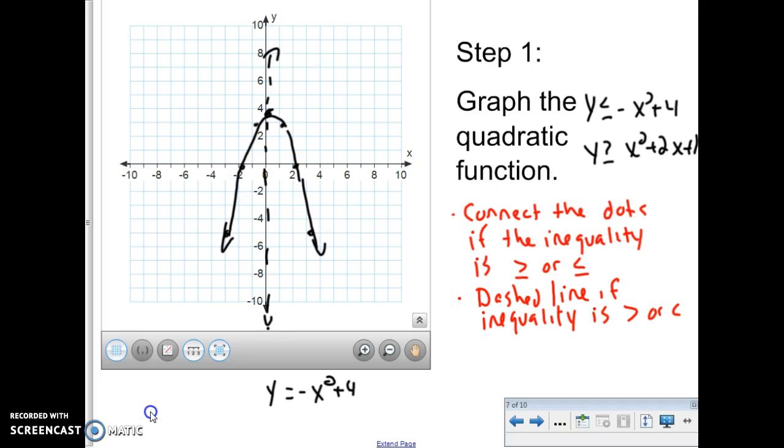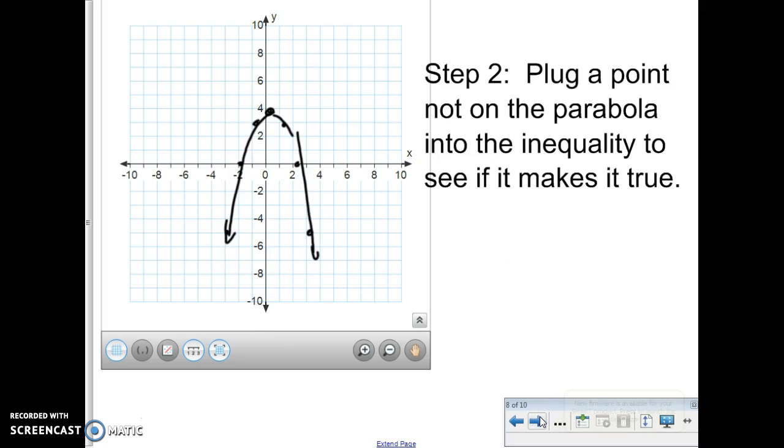Okay. Now the next step, step 2, if you guys remember. I'm going to choose a point not on the parabola and plug it into the inequality. I'm going to plug in 0, 0 because that's the easiest one. Remember, my inequality was y is less than or equal to negative x squared plus 4. So I'm going to plug 0 in place of y and 0 in place of x. When I do that, I get 0 is less than or equal to 4.